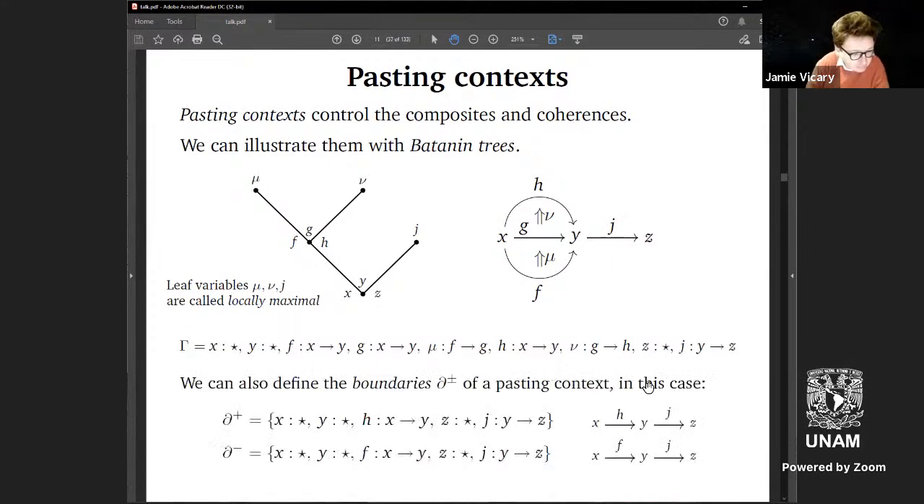That makes some sense. Now, we can also talk about the boundaries of these pasting contexts. So, for example, what's its upper boundary? It's X, H, Y, J, Z. And we call that delta plus, right? If this is gamma, then that's delta plus of gamma. X, H, Y, J, Z. It's just this thing across the top.